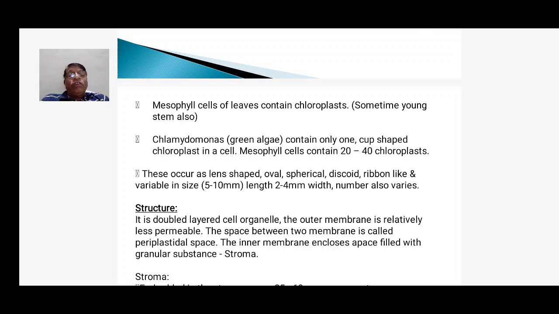Coming to size, it also varies from 5 to 10 microns in length and 2 to 4 microns in width or the diameter.